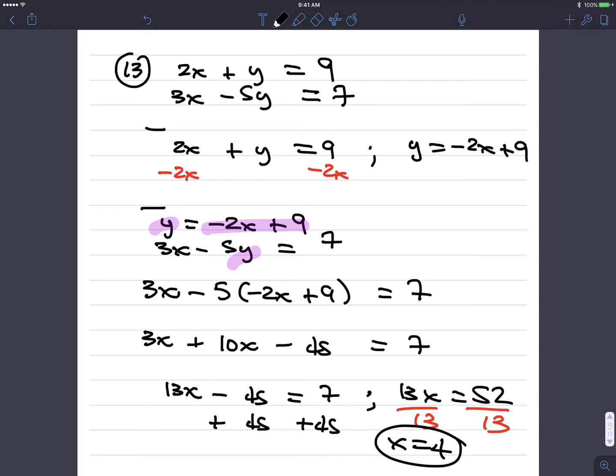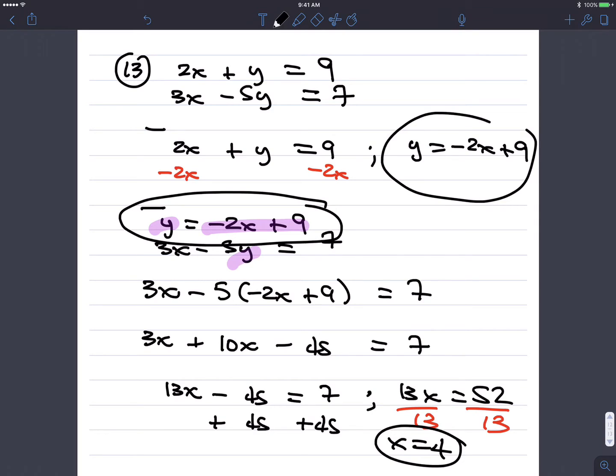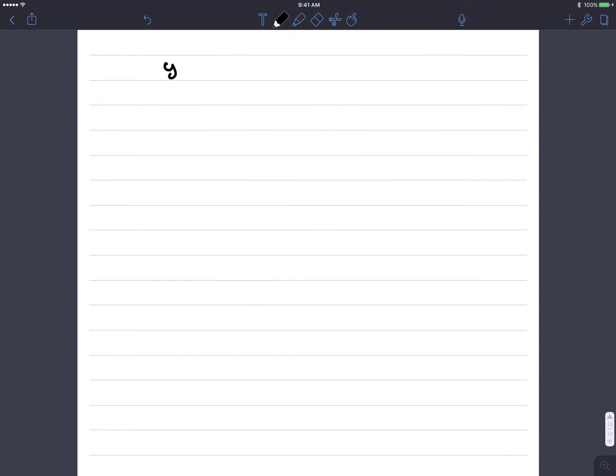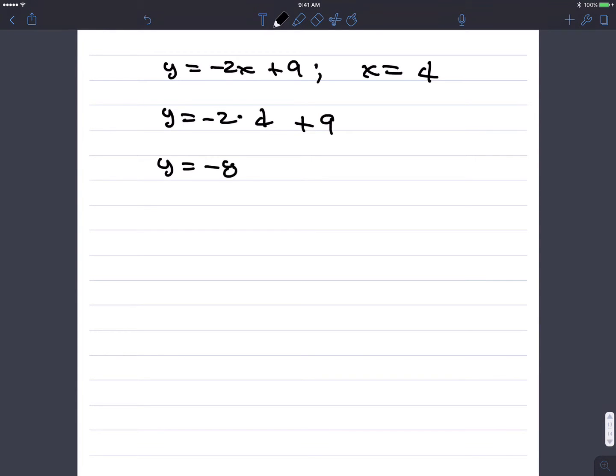Now we're going to use back substitution and plug my x value back into this new first equation, whatever you want to call it. So I get y is negative 2x plus 9. And I got x being 4. So this means y is now negative 2 times 4 plus 9. Or y will be negative 8 plus 9. You find y being positive 1. So my coordinate is 4, 1. There you go.